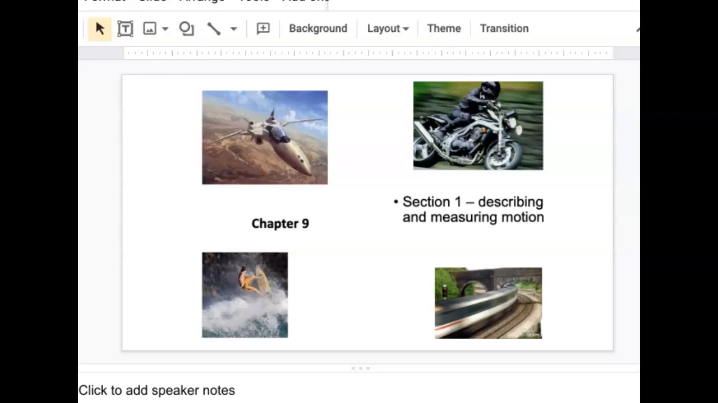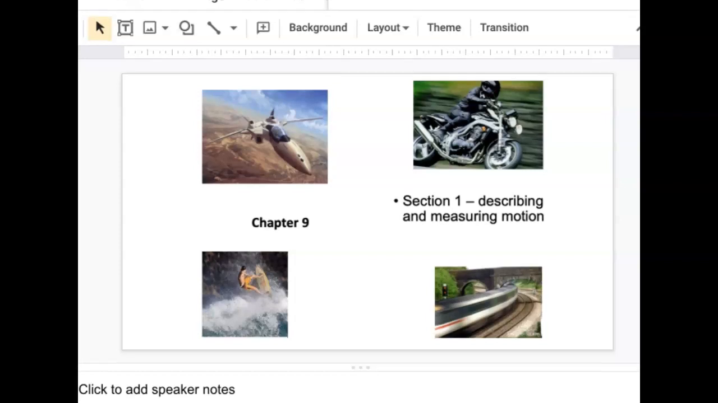Today we're going to do chapter 9. Section 1 is describing motion, describing speed, and then section 3 will be on acceleration and how speed, which is a component of velocity, is also a component of acceleration. We won't focus on section 2 very much. The main focus will be sections 1 and 3.